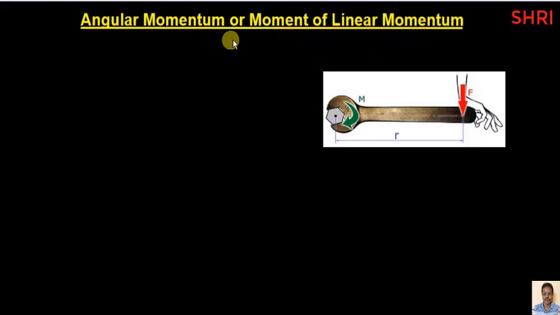Angular momentum, or moment of linear momentum. Just like there is a physical quantity called moment of force. See this figure. This is a spanner. Radius means this length of the spanner is r. When we apply the force at one end of the spanner, then the spanner rotates about this center of rotation.